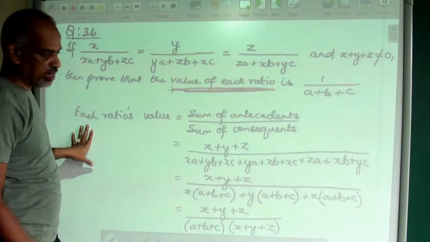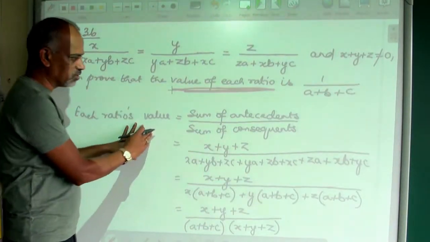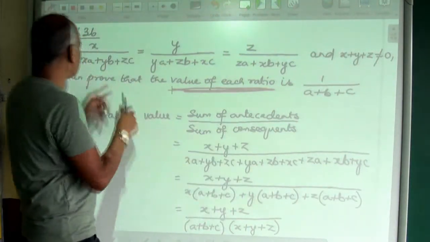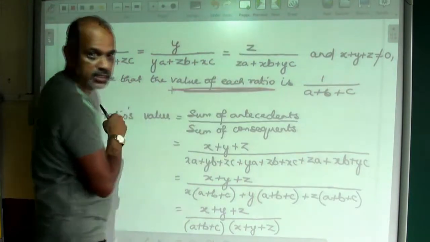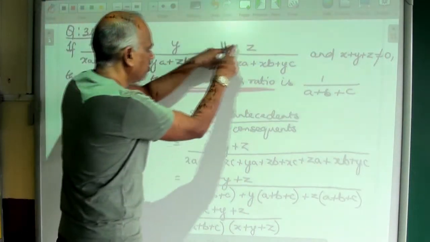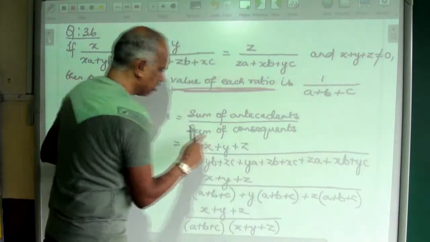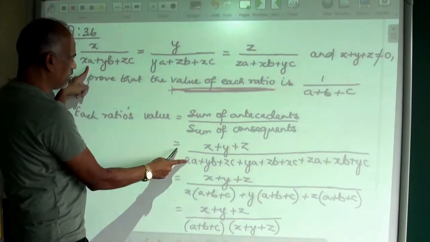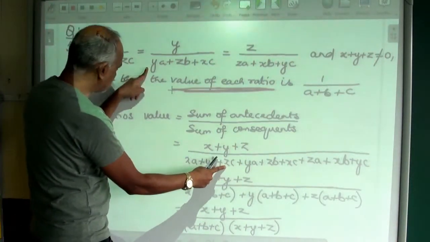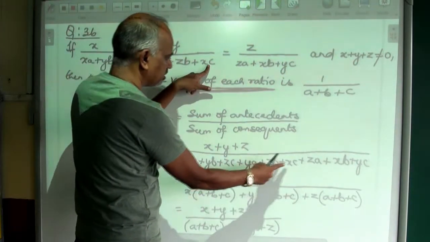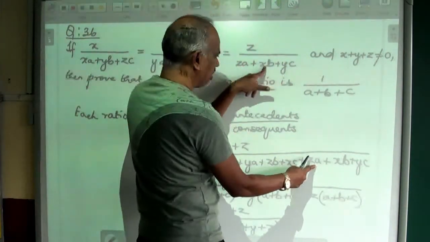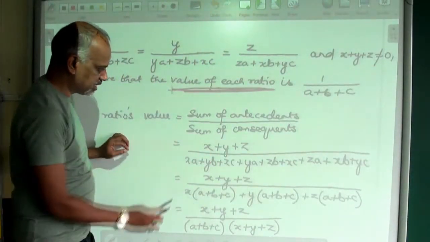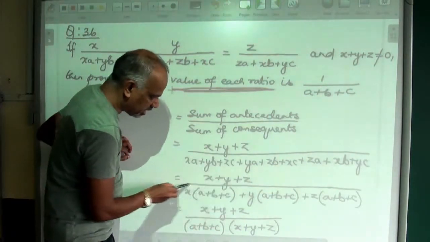So let's find each ratio's value according to whatever I told you previously. Each ratio's value is sum of antecedents by sum of consequence. Antecedents are this, this and this. Add all of them. That's x plus y plus z. Divided by sum of consequence, which means you'll have to add up all the denominators. That is xa plus yb plus zc plus ya plus zb plus xc plus za plus xb plus yc. Everything is added.